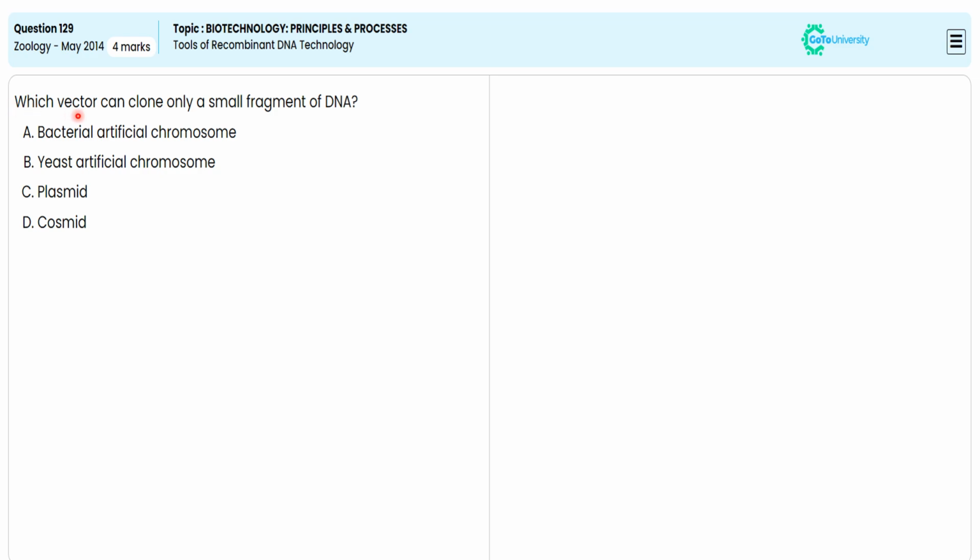In this multiple choice question, from the given options, they are directing us to specify the correct vector used for cloning the small DNA fragment. For this, we are ignoring the wrong options to choose the correct option. Why are we choosing plasmid?